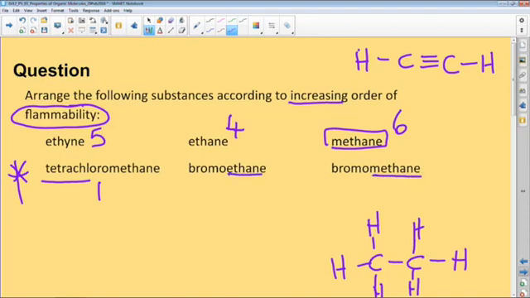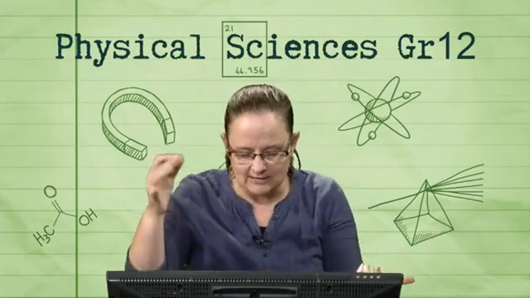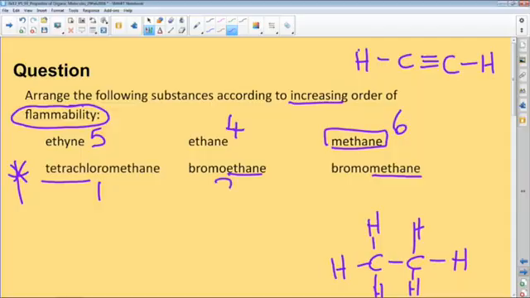So we go, okay, ethane's got a bigger surface area than the methane. Both of them have got 1 bromine, so that's not an issue. Ethane's bigger than methane, so it has a bigger surface area. If it's got a bigger surface area, then it's got stronger intermolecular forces, so it's not going to boil or react as easily. So that makes that number 2, which then means bromomethane must be number 3.